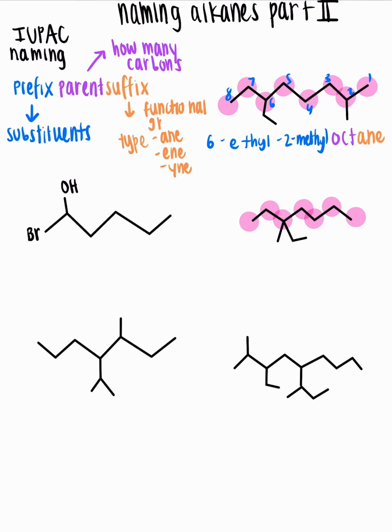So in this case, you have a 3-methyl, and you have a 3-ethyl. And again, we said that we have 7. So it's going to be hept. And we know, again, it's an alkane. So it's going to be ane.